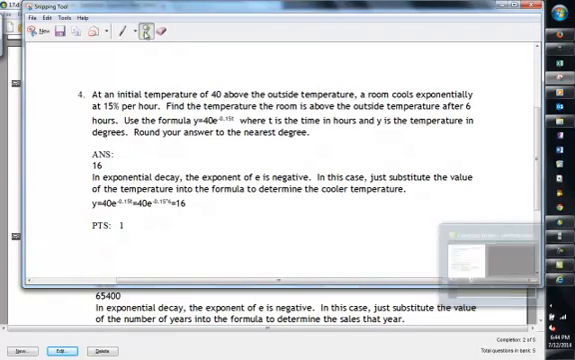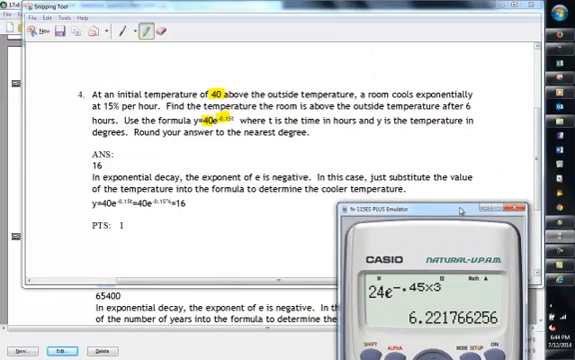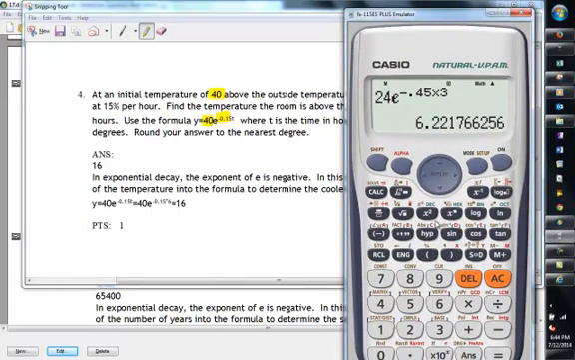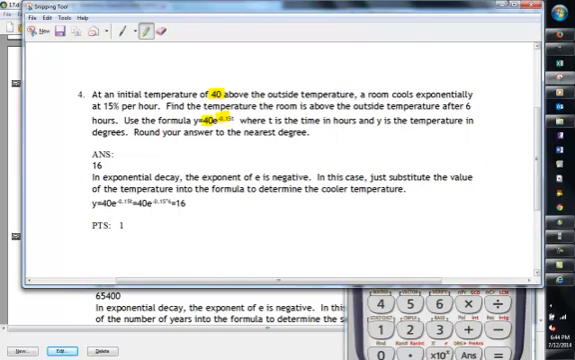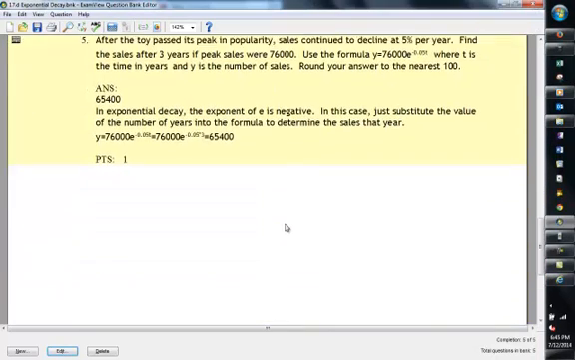So if you notice, once again, our initial is the coefficient of E, and it cools at 15% per hour. So we're going to take, I forgot how many hours, 6 hours. So it's going to be 40 shift ln E to the negative 0.15 times 6, and if you notice, after 6 hours, it's down to 16 degrees above the outside temperature. Last one.